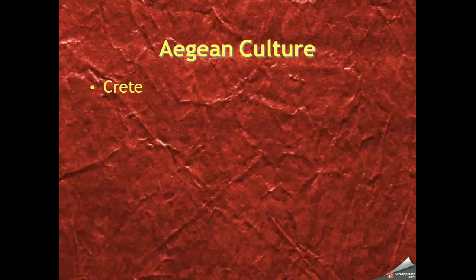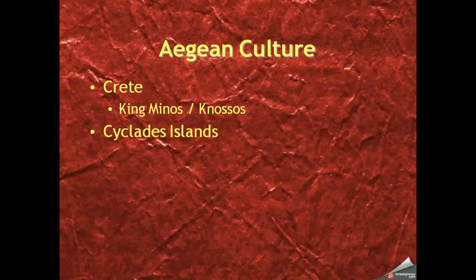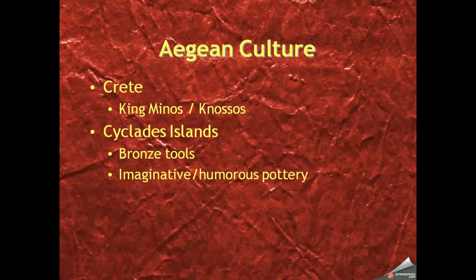Crete was ruled by the legendary King Minos, with his palace there at Knossos. The Cyclades Islands were prominent in this area, called Cyclades, meaning cycle, because the islands tend to be located in a very rough circle as you look at them on a map. They developed bronze tools. They were very imaginative.